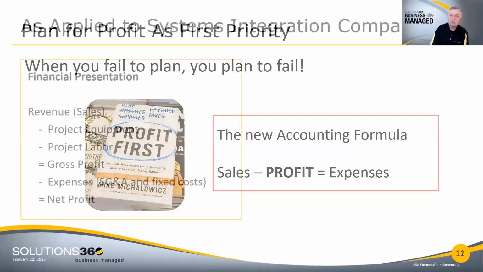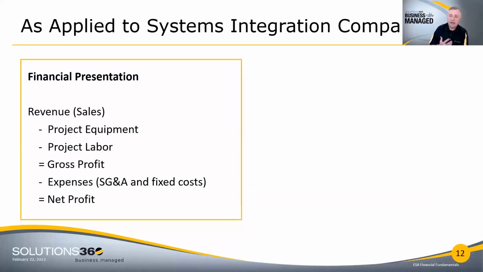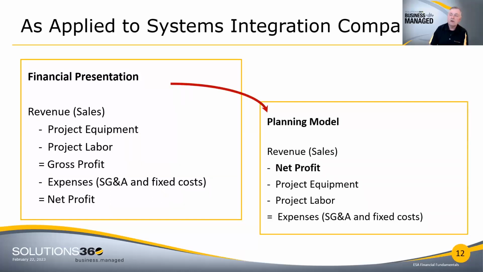We as business owners would be way better off to apply this instruction that we received as children from our parents to our businesses. So in the financial presentation, we start with revenue. We pay for our project equipment, we pay for our project labor, that leaves us our gross profit. We pay for our expenses, that leaves us profit. And because of the way we present this on our accounting and income statements, it tends to lead us to think that profit is what is left over. And what Mike is trying to teach us is that no, we need to plan differently than we report.